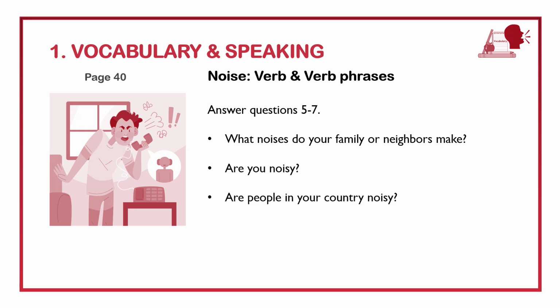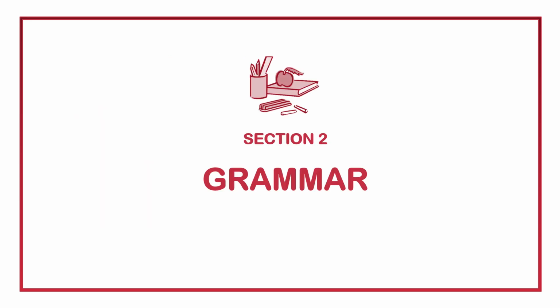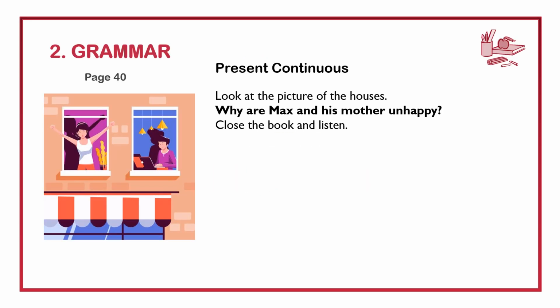Section 2, Grammar. To begin this section, please listen to track 5.10 and look at a picture of the houses. And then you should answer this question. Why are Max and his mother unhappy? For now, please close the book and just listen.